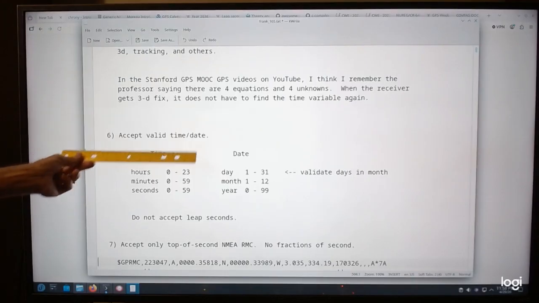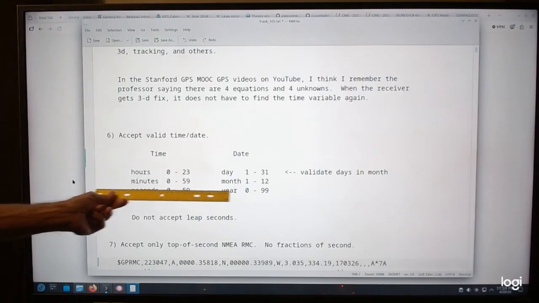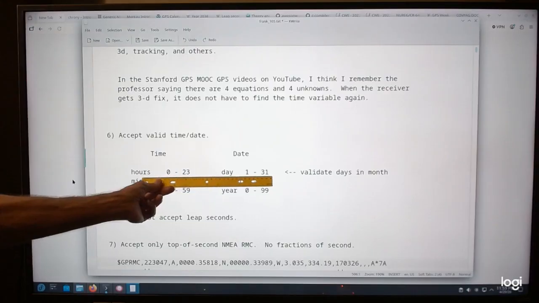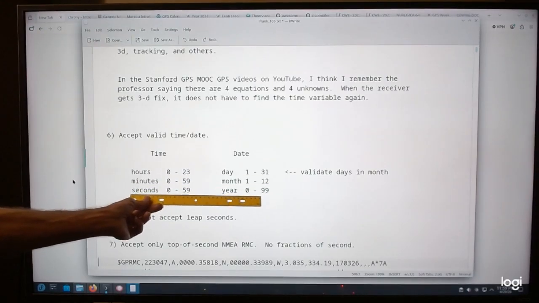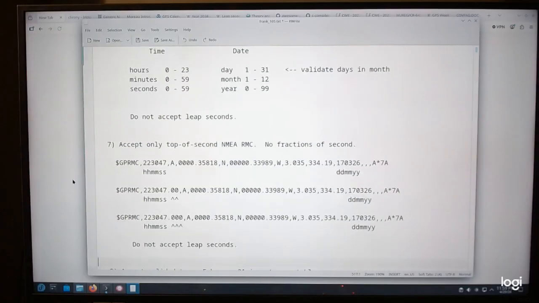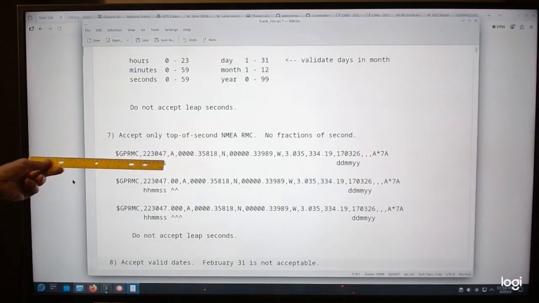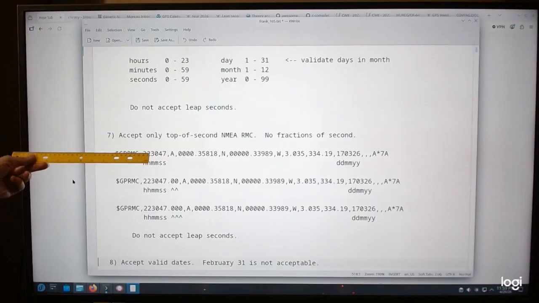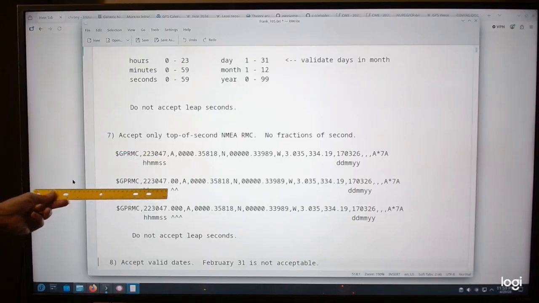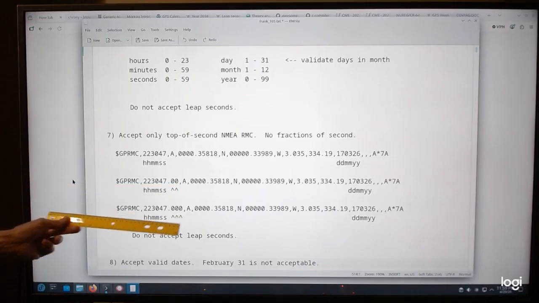Accept the time and dates. We'll only accept valid hours, minutes, and seconds. Accept only valid days, months, and years. Do not accept leap seconds. And we'll only accept the top of the second. If it only shows hours, minutes, and seconds, or hours, minutes, seconds and fractions of a second, we'll only accept the top of the second, 00.